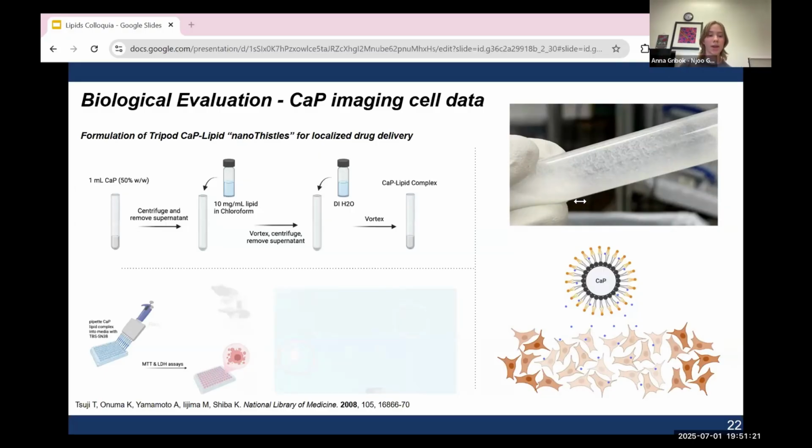And we made the CaP lipid complex by first using 1 milliliter of pre-made CaP solution that was made by Dr. Yamamoto, centrifuging it down and removing the supernatant, and adding our lipid in chloroform to the solution. And after vortexing and centrifuging and removing the supernatant once more, we had our CaP lipid complex.